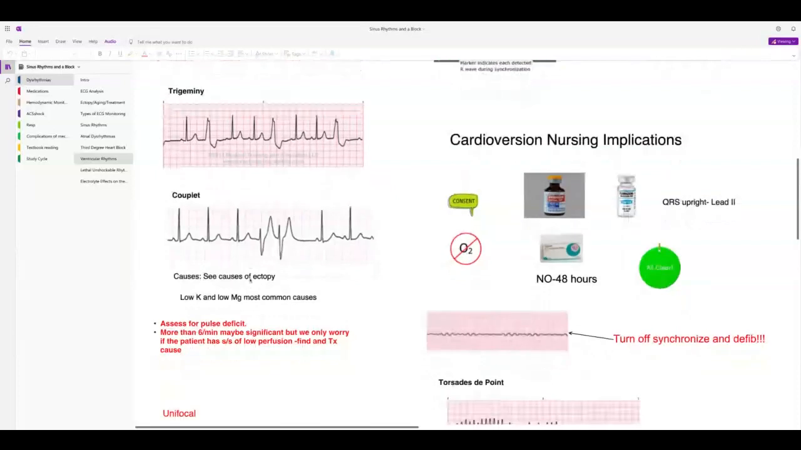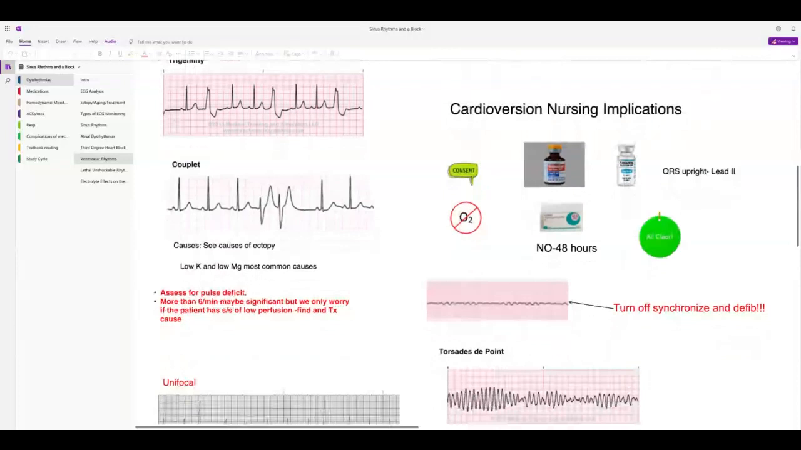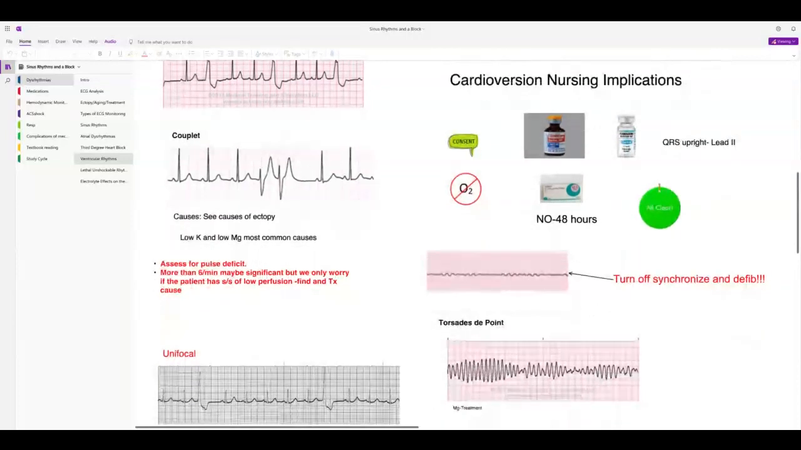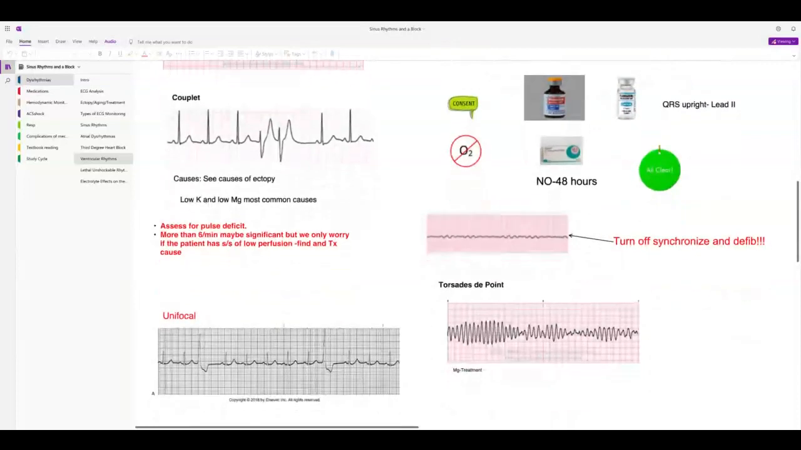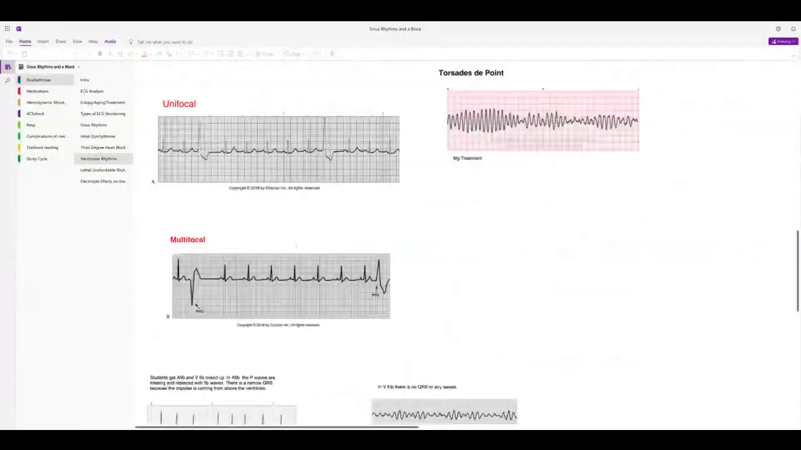All right, so your typical dog snacks are going to cause this kind of ectopy. So assess for a pulse deficit, more than 6 per minute. I told you that's high yield, so you don't worry about it otherwise. If the patient does have signs and symptoms of low perfusion, you find and treat the cause. All right, and this is unifocal, and that's multifocal.